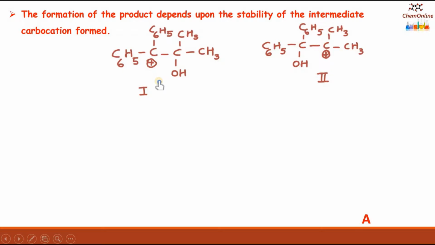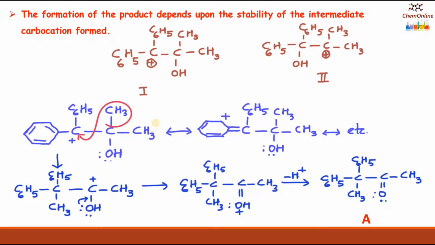Among these two, which will be more stable? We know that when two phenyl groups are attached to a carbon, that carbocation will be more stable because of resonance stabilization. As you can see here, the positive charge on this carbon is dispersed or delocalized between the two benzene rings, so carbocation 1 will be more stable compared to the second carbocation. That means the OH attached to the first carbon will be protonated, a water molecule is lost, resulting in the formation of this carbocation, carbocation 1.